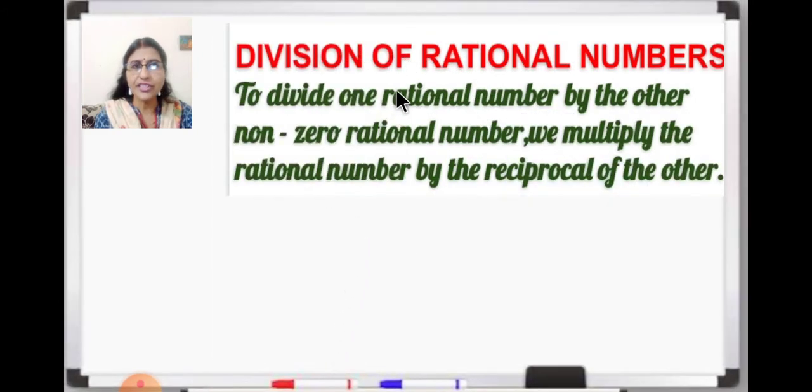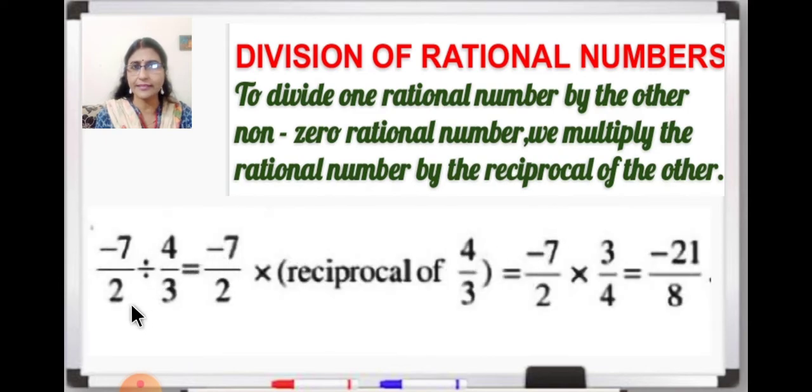Now what is division of rational numbers? To divide one rational number by the other non-zero rational number, we multiply the rational number by the reciprocal of the other. So let us understand again with the help of an example. This is an example. Minus 7 upon 2. This is a negative rational number divided by a positive rational number. So how are you going to divide?